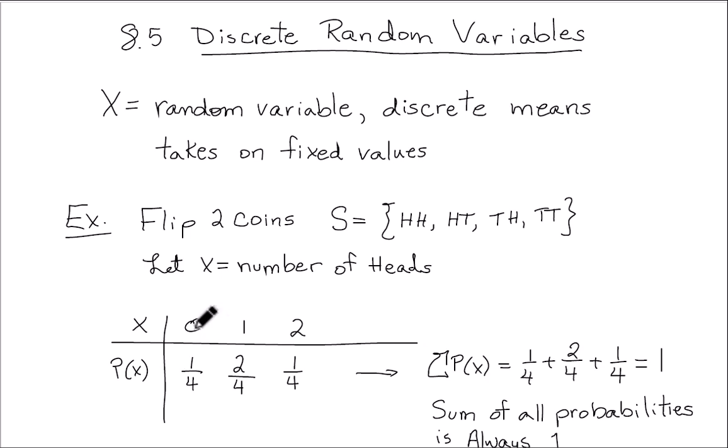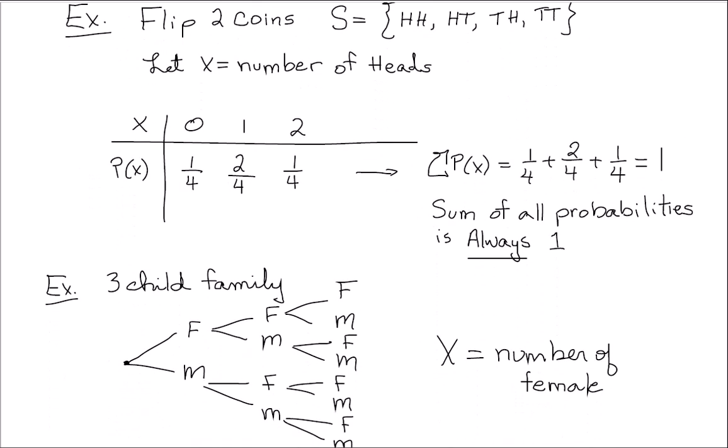Since to get 0 heads, there's only one way out of 4, the probability is 1/4. For one head, there's two ways to do that, and so that's 2/4, and the way to get two heads is right here, two heads. Now, if you notice, if you add up all these probabilities, and this is a fancy symbol for sum, or add things up, all the probabilities have to add up to be exactly 1. Always 1. If it's not 1, then something is wrong.